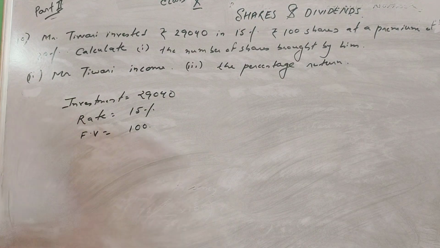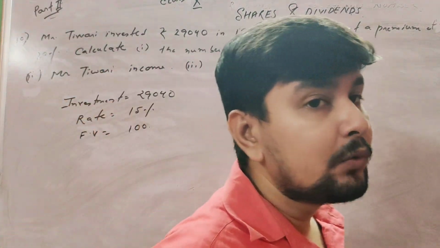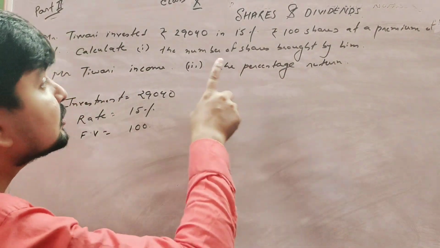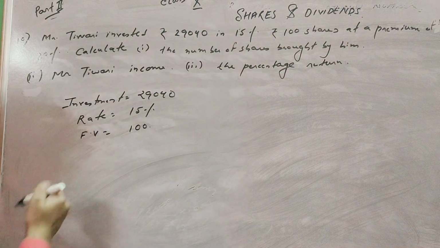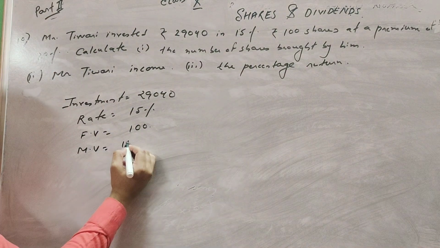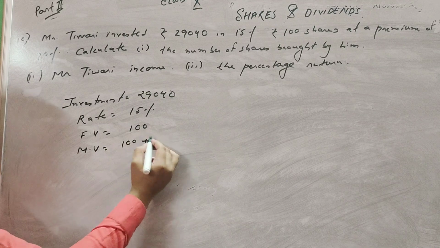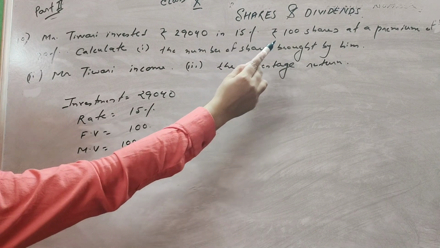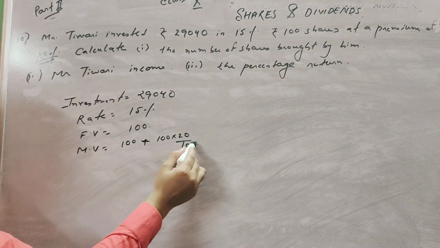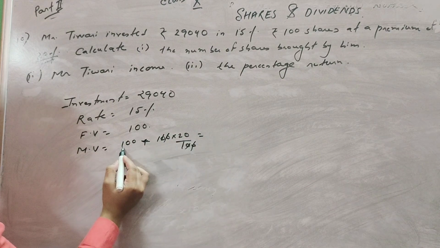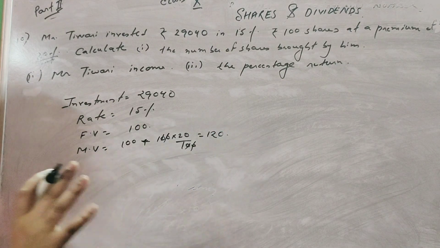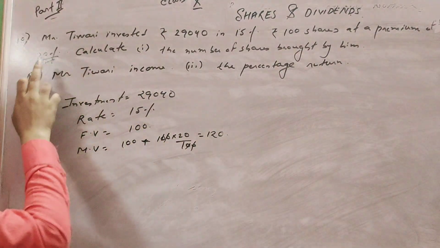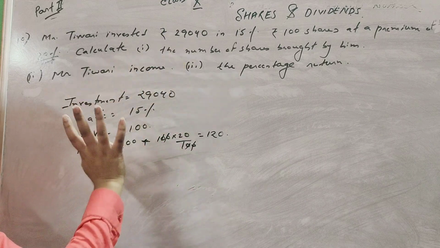What do you mean by premium? Again I repeat, when the market value is more than the face value, it is called a premium. Now the market value is 20% more than the face value. See, it is written: 100 share at a premium of 20. So your market value is 100 plus 20, that is 120. When the market value is less than the nominal value, it's called a discount. Okay, got it? Calculate the number of shares bought by him.